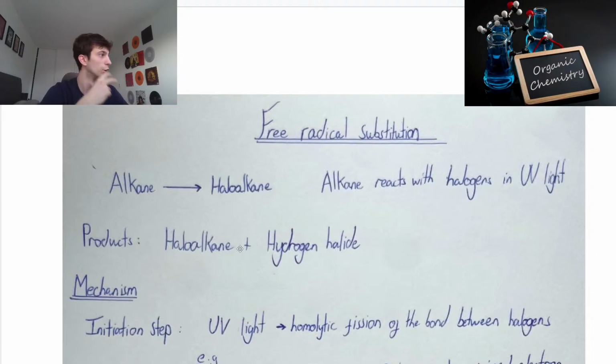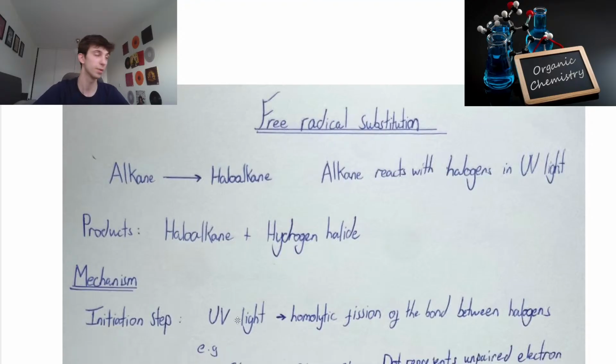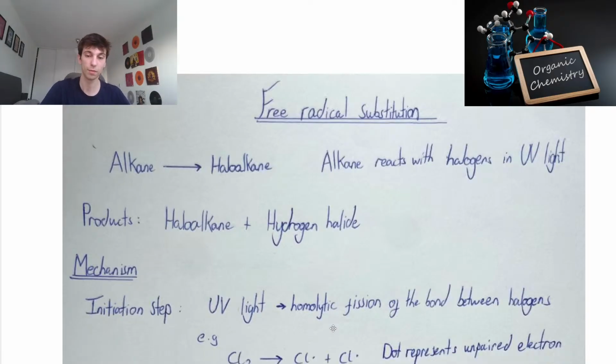So the mechanism, guys, free radical substitution. We have initiation, 2 propagation steps, and termination steps. Initiation step, UV light, we have that homolytic fission of the bond between the halogens. Yeah, it could be chlorine, it could be bromine. They will ask you to do it. Almost definitely guaranteed in the exam.